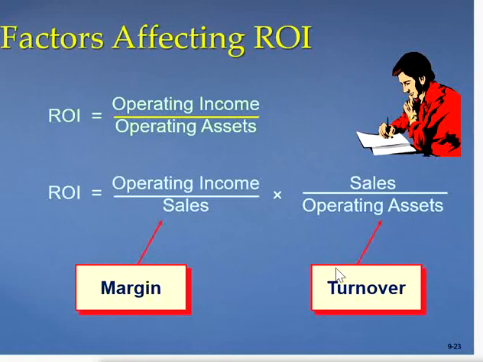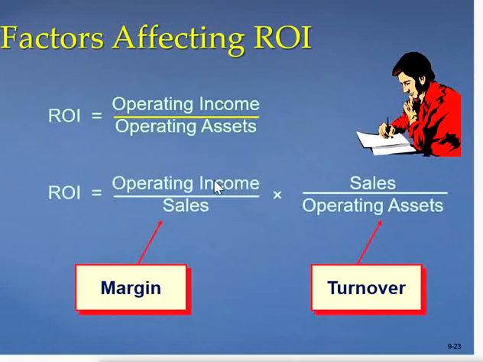Okay, now this is basically how we can see the equation. This is the margin. Now operating income, we know how we can improve it. It is sales minus operating expenses. If you have less operating expenses, you can improve the income without even increasing the sales. This is one way to improve this number.